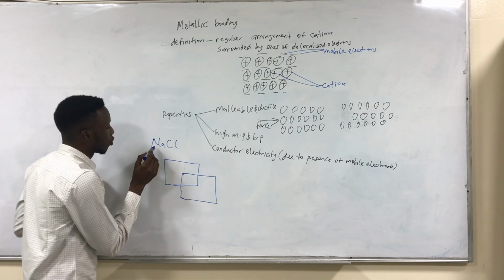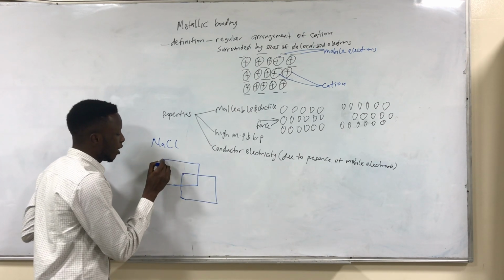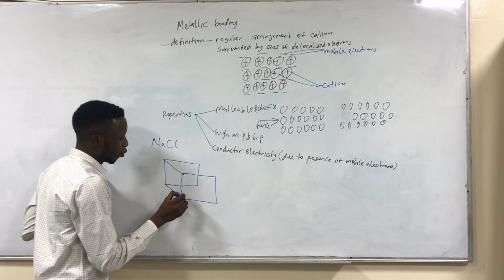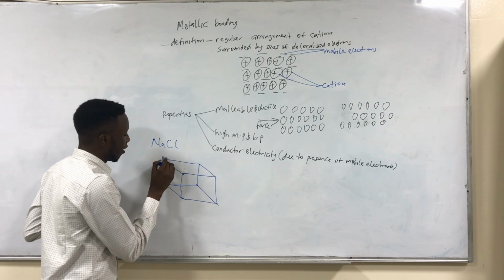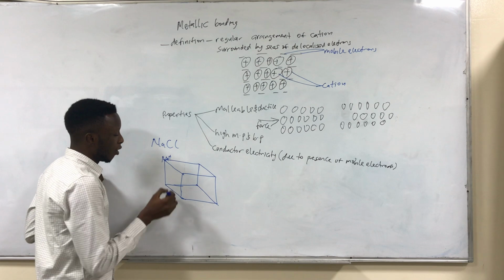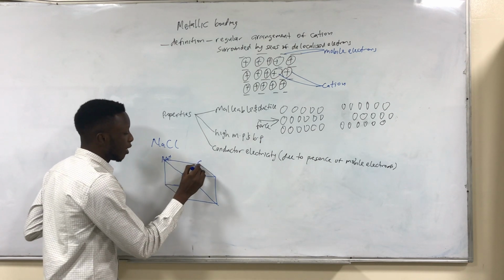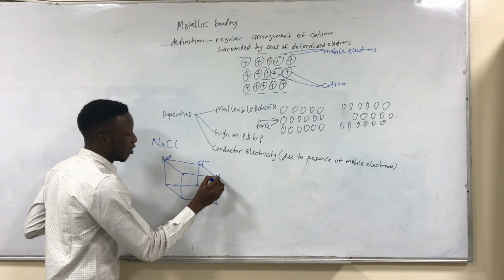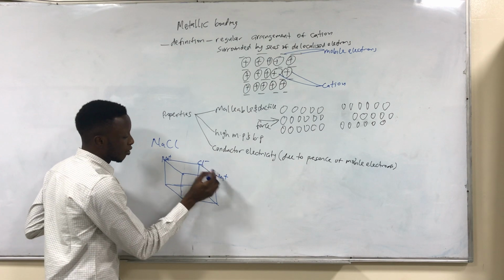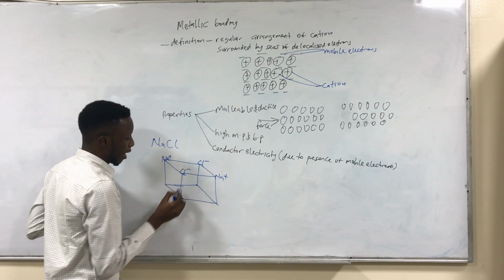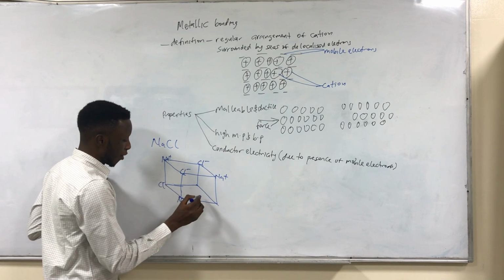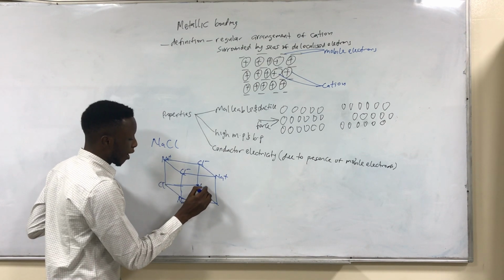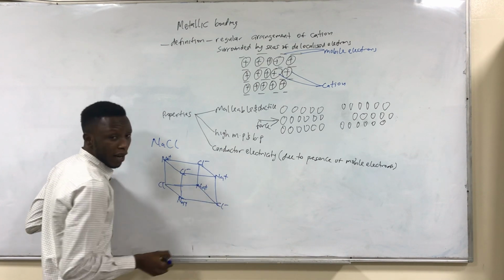If you look at this, it's one chlorine and one sodium. So each chlorine is going to bond to one sodium. If this point is a sodium ion, this place will be a chloride ion. So this point will be a sodium ion, this point will be a chloride ion, this point will be a sodium ion, while this point will be a chloride ion.